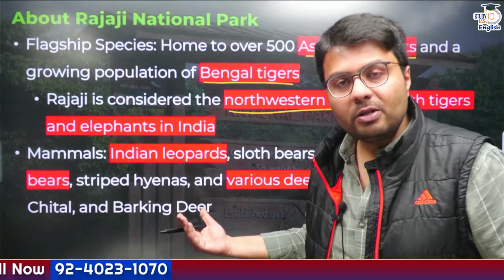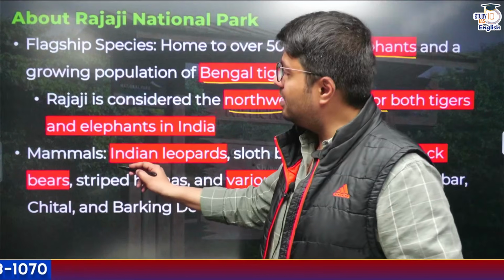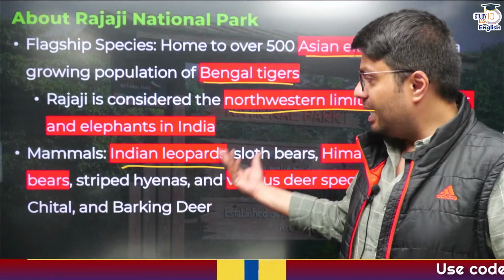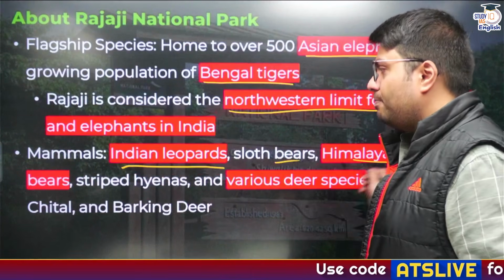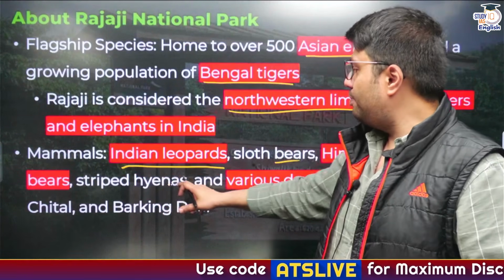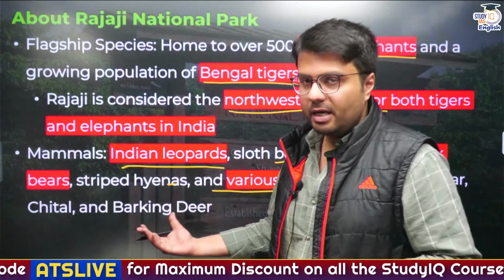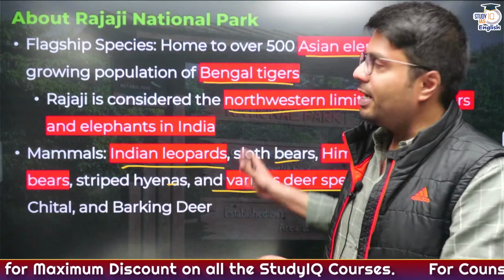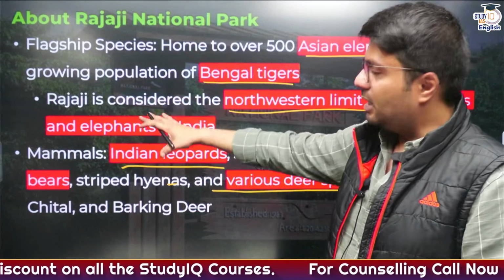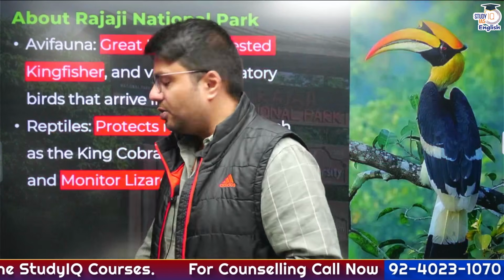As far as other mammals are concerned, the Rajaji National Park consists of predators like Indian leopards, sloth bears, Himalayan black bears, and it also consists of striped hyenas and various deer species like cheetal, sambar and barking deer, which you can always understand provide fodder material to the predator species that inhabit this region.